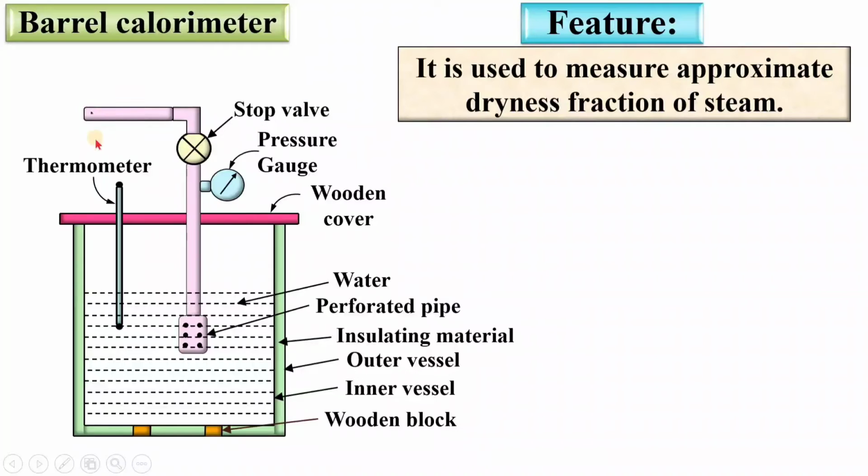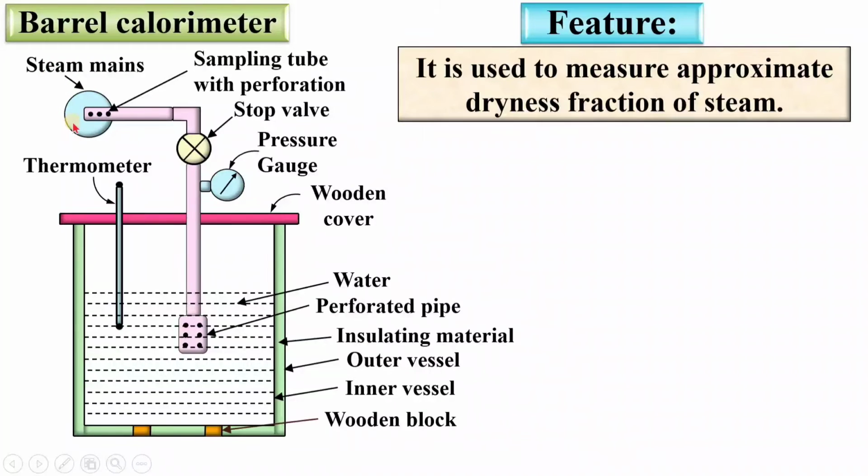and then it is connected with the main steam pipe. So this is actually the sampling pipe with perforated holes. So you can say sampling tube with perforation, and that is connected with the main steam pipe. So this is the steam mains, from where you can take the sample of the steam to measure the dryness fraction of the steam. And at last, this barrel calorimeter is placed on the weight platform. So this is actually the weight platform, or you can say weighing platform.